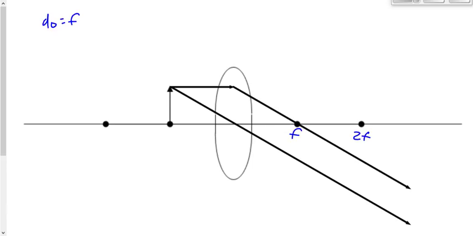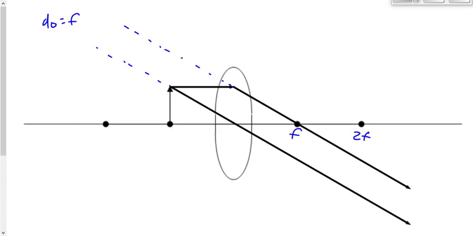Let's extend them backwards for a second with dotted lines. Well, they're parallel. They still don't converge when I extend them back like this, right? What do you say about that image? There is none. If the focal length of this lens is 15 centimeters, and I put a newspaper 15 centimeters away from it, I won't see an image.